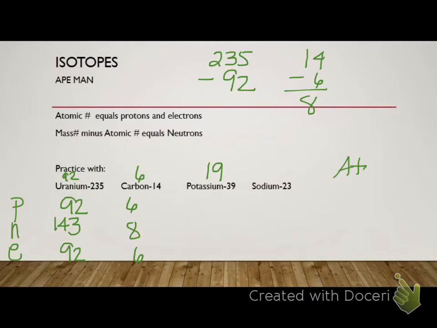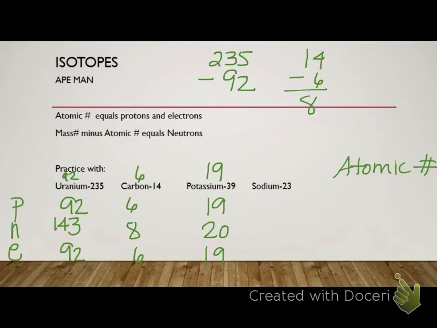Potassium-39 has an atomic number of 19. Remember, this is the atomic number up here, and we got that from the periodic table. Okay? So it's 19 protons, 19 electrons, and then in order to get my number of neutrons, I'm going to take 39 minus 19, which is 20. So it would have 20 neutrons.